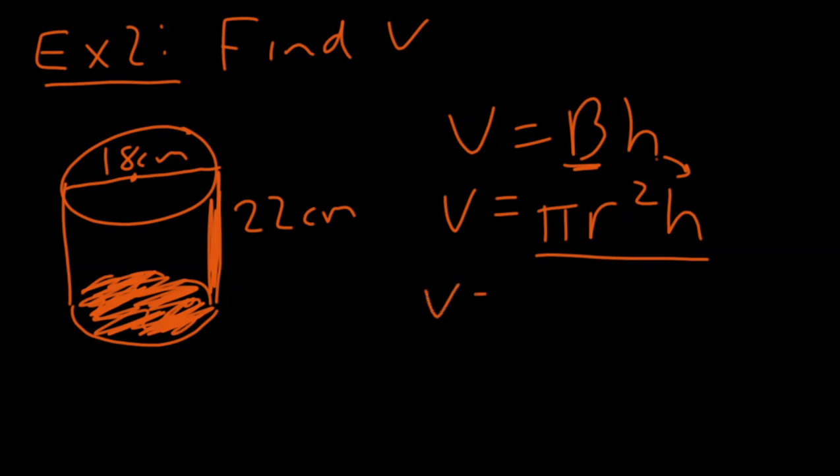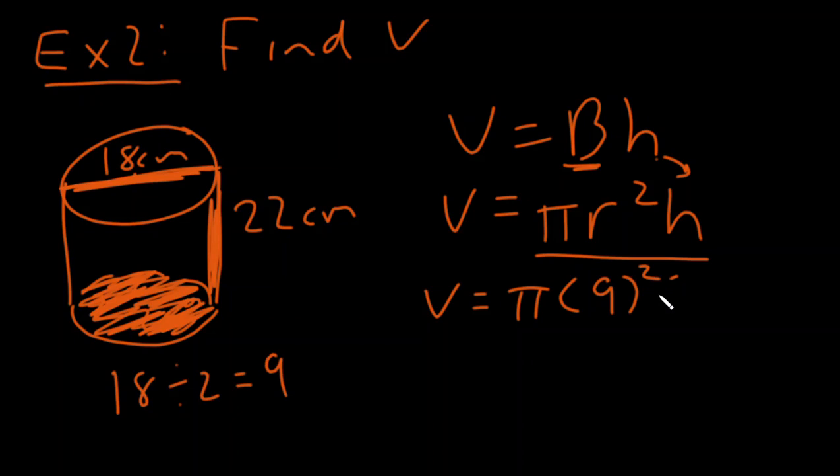Now let's go ahead and plug in all the things we know. We know we have pi times, and take a look over here. If our diameter is 18, in order to get the radius, we would just do 18 divided by 2, which would give us 9. It turns out our radius is 9, squared, times, and we can see right here the height is going to give us 22.